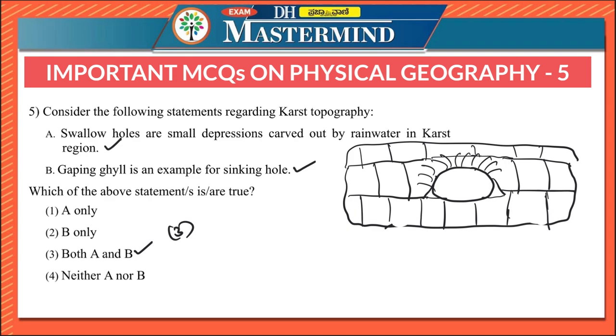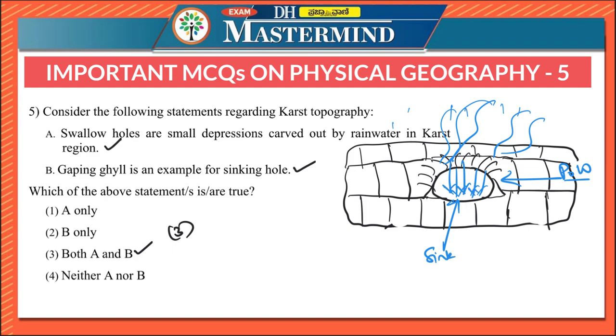On the surface of the limestone, there will be numerous swallow holes, which are small depressions. If you look at this picture, you can see this is a small depression, and this is carved out by solution where rainwater sinks into the limestone at the point of weakness. As the rainwater comes and starts flowing, at this point of weakness, the rainwater sinks into the limestone, creating small depressions. So they are also known as sinkholes.